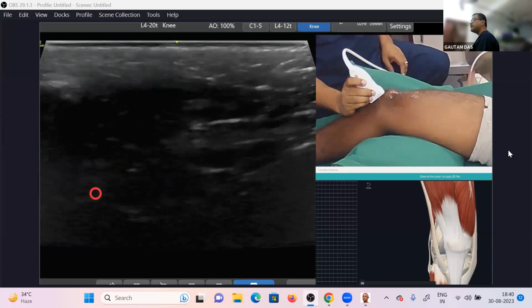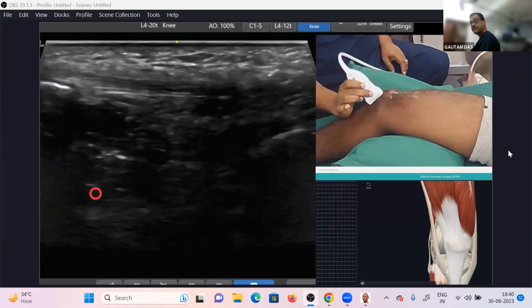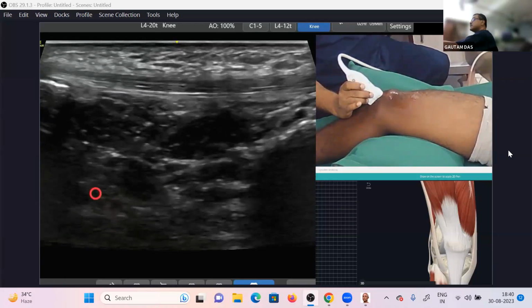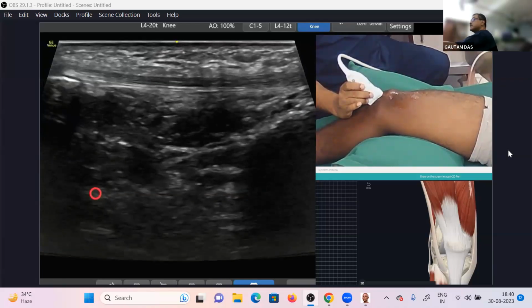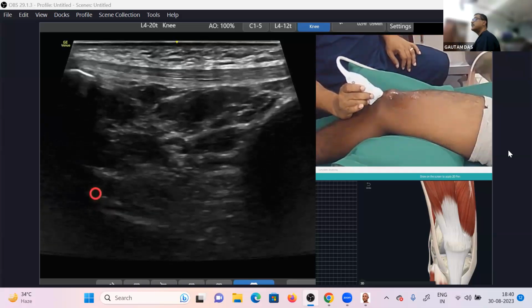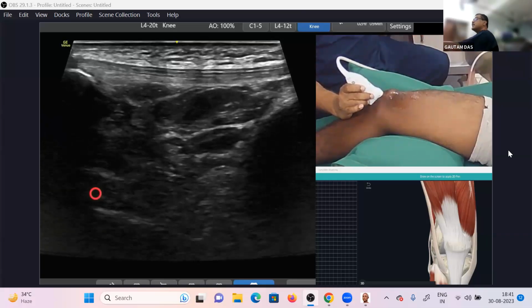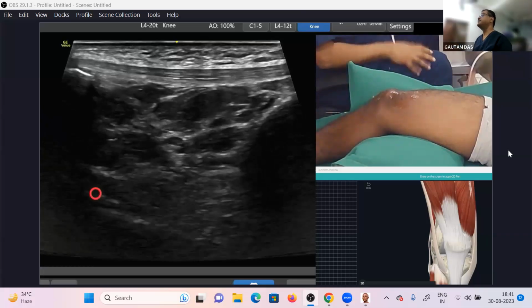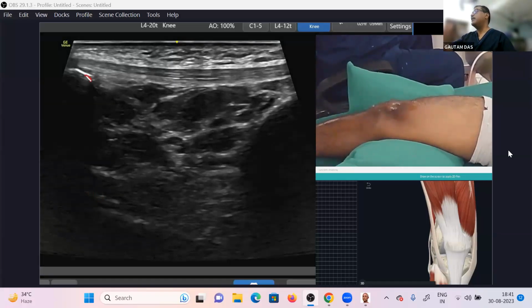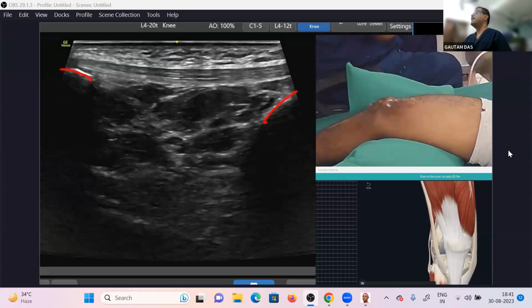Then I'm coming below. I'm holding the probe in the long axis. Let me increase the depth a little bit. So what we can see here. Again, let me draw. This was your patella. This was your tibia. After the skin and subcutaneous tissue, this is your patellar ligament or patellar tendon.